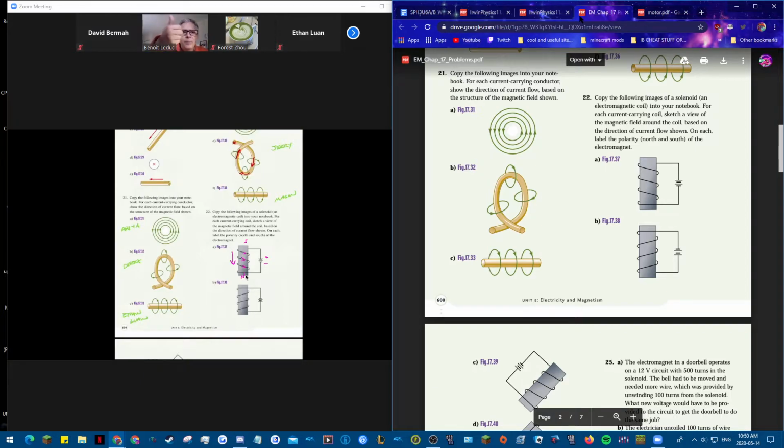You wrap the coil in the direction of the current, right? And your thumb is moving up, right? So it's going to be up.